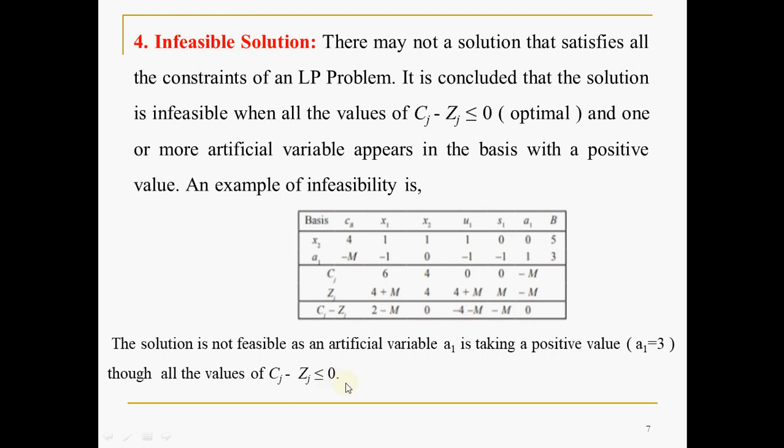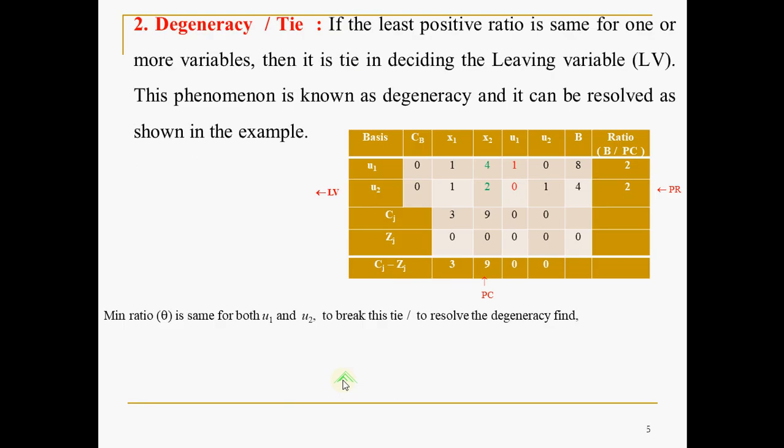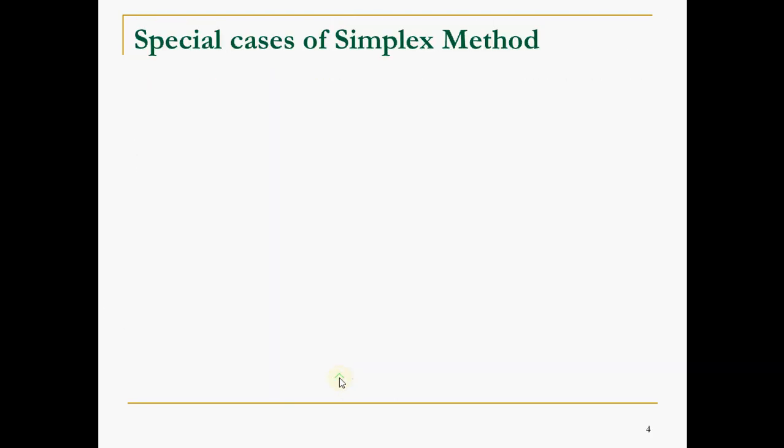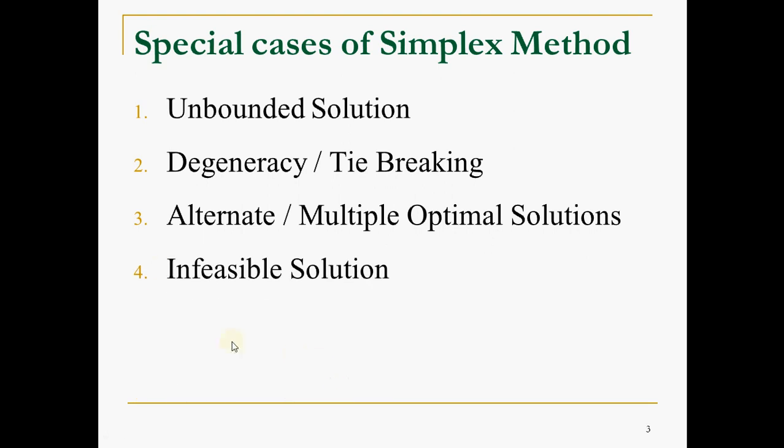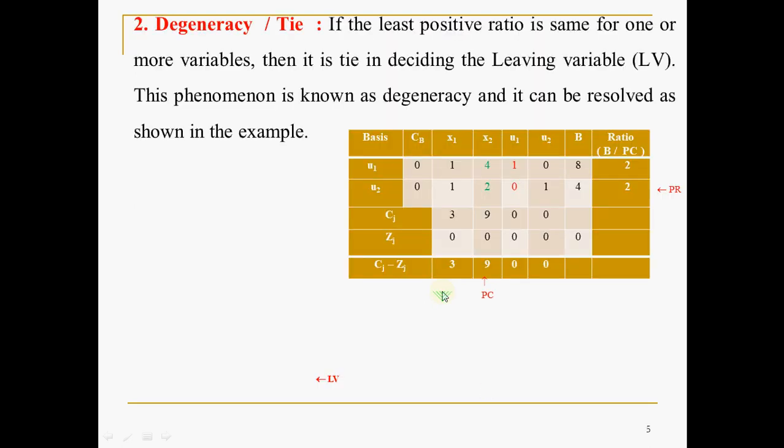So this is about the various special cases of the simplex method. Coming to the various special cases, the first one is unbounded, then degenerate or tie breaking, alternate or multiple optimal solutions, and then finally infeasible solutions.